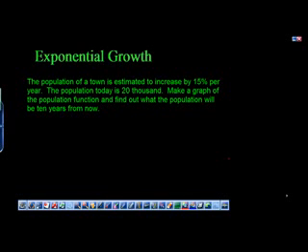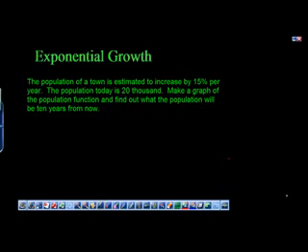Let's take a look at a real-world problem involving exponential growth. The population of a town is estimated to increase by 15% per year. The population today is 20,000. Make a graph of the population function and find out what the population will be 10 years from now.